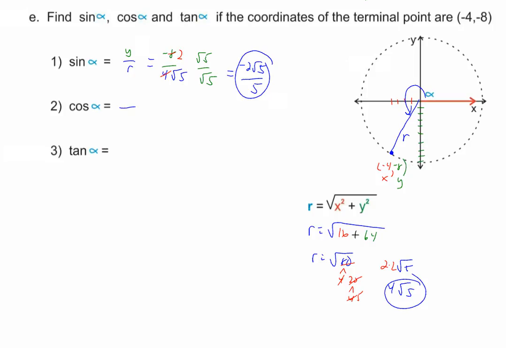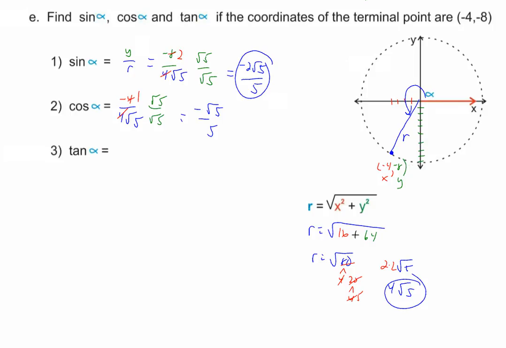So again, what's my cosine going to be? X over r. What is x? -4. What is r? 4 times the square root of 5, right? X over r. Now again, if you can't do that in your head, write it down. Going a little fast here for time's sake, because I got to get this in before my next class. And again, you can reduce and rationalize, right? And most of you see already where we're going to end up here. We're going to end up negative the square root of 5 over 5, right? Negative the square root of 5 over 5.